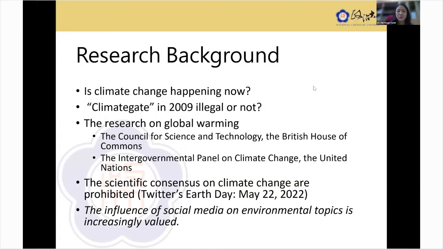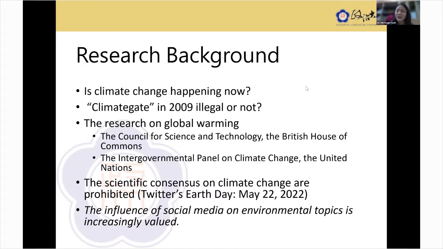And why we would like to do this research is because we really think that climate change is happening. We really think that there is a need to be concerned about climate change. Back in 2009, some people really thought that it is not the truth. So that's why there's the term climategate.